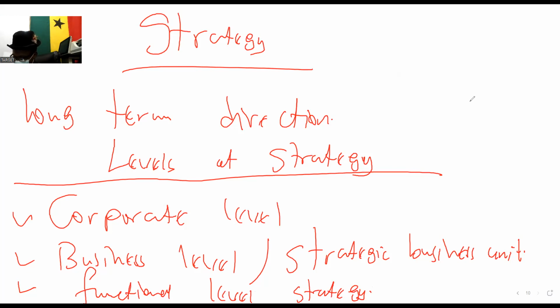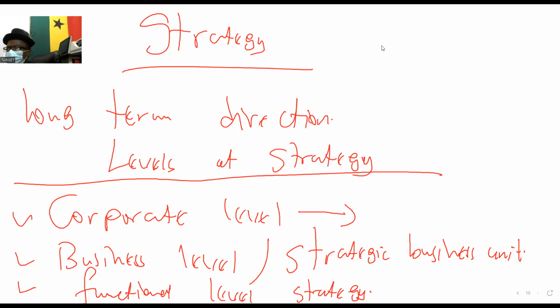Now, what is corporate level? It's a strategy that affects the entire company, the entire organization, and is usually taken by the higher level, the top level management. They embark on what? Corporate level. As the name suggests, corporate, the entire company.